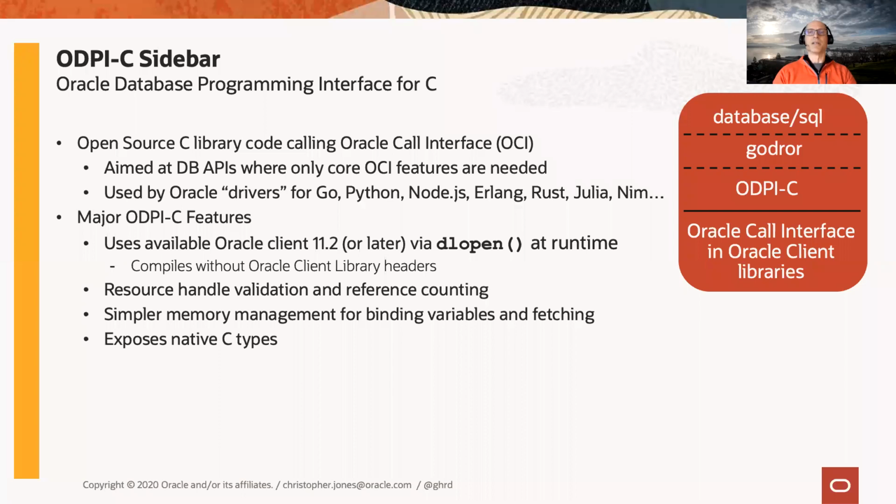As you can see there, the Erlang driver recently got rewritten. The Ruby maintainer started the Rust driver. We have Julia and Nim drivers, et cetera, et cetera. You can also use it for any C program or C++ program. But it does make life a lot easier. It makes the Go layer a lot thinner.